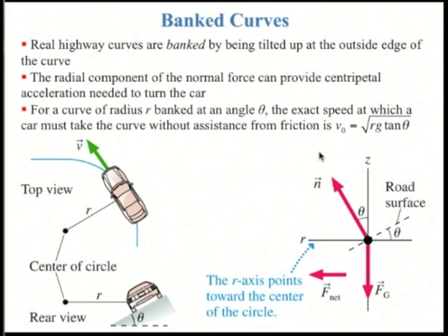And it turns out, you can work this out, and it's worked out in the textbook, that for a curve of radius r banked at an angle theta, there is an exact speed at which a car must take the curve to have zero friction, and that's the square root of r times g times tan theta.